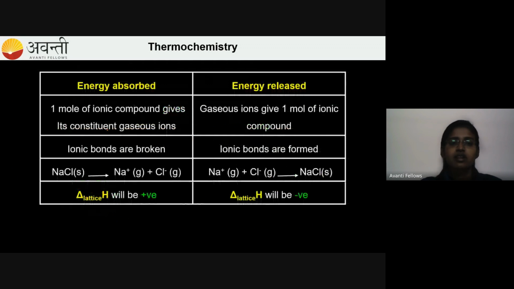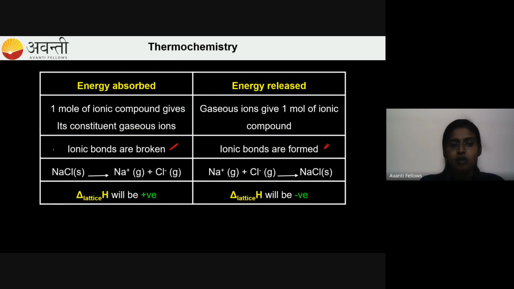If energy is getting absorbed in a process, where 1 mole of compound gives gaseous ions, that is an energy absorption process. When is energy released? When gaseous ions join together, when Cl minus and Na plus react together to form 1 mole of the ionic compound NaCl, a bond is forming. So it is an energy released process.